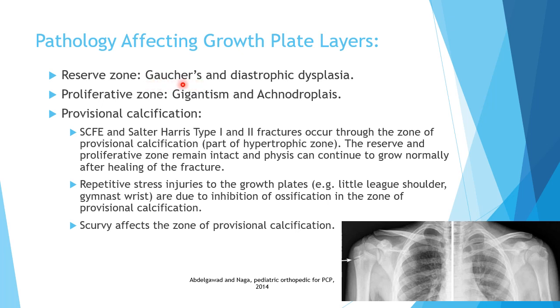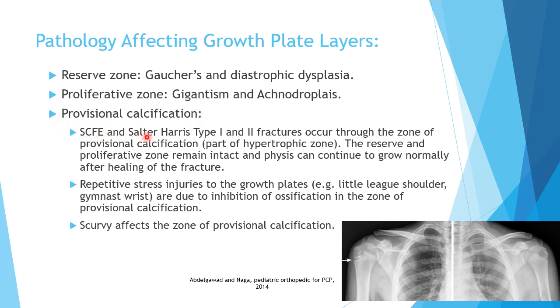Gaucher disease and other storage diseases affect the reserve zone. The proliferative zone is affected by overgrowth, gigantism, or undergrowth, achondroplasia. Provisional calcification, and remember, provisional calcification is part of the hypertrophic zone. So if you get a question and you don't see provisional calcification, pick hypertrophic zone. If you get a question like in which zone the fracture happened and you have both options, pick the provisional calcification.